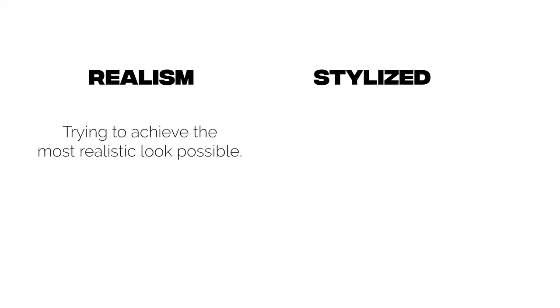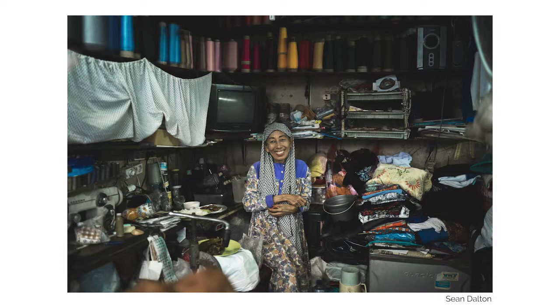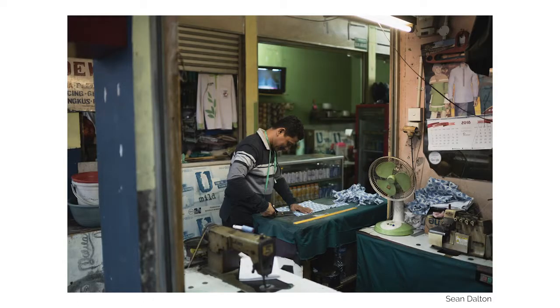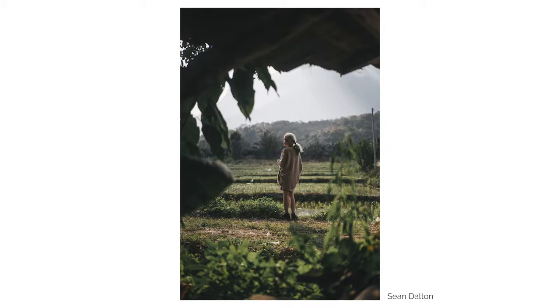So realism is basically trying to capture the most realistic look as possible. So capturing colors that are most closely related to reality, and same with light. So it's maintaining the true nature of when that picture was taken. So this is popular with photojournalists or people that are trying to capture things as realistic as possible.